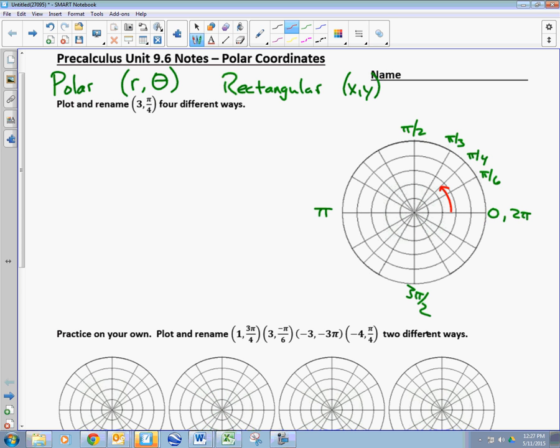You don't have to draw that mark. I'm simply doing it to help you out so you can better see it and understand it. And then I move 3 units. 1, 2, 3 in that direction. So that point has a distance of 3 from the center, and it has a rotation of pi over 4 from 0. And that's how I plot it.